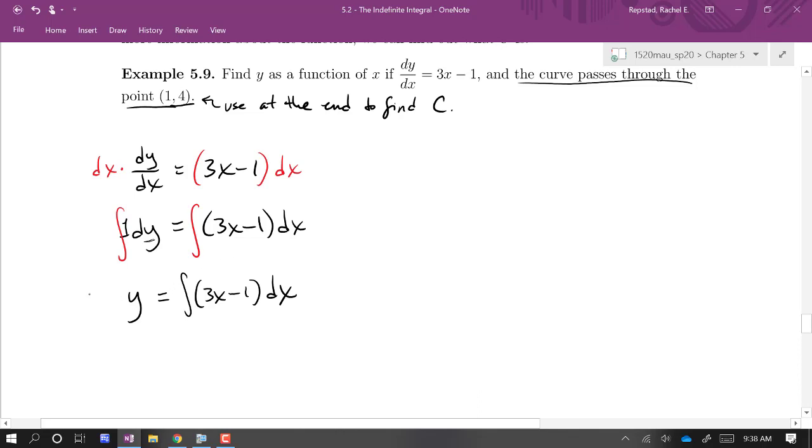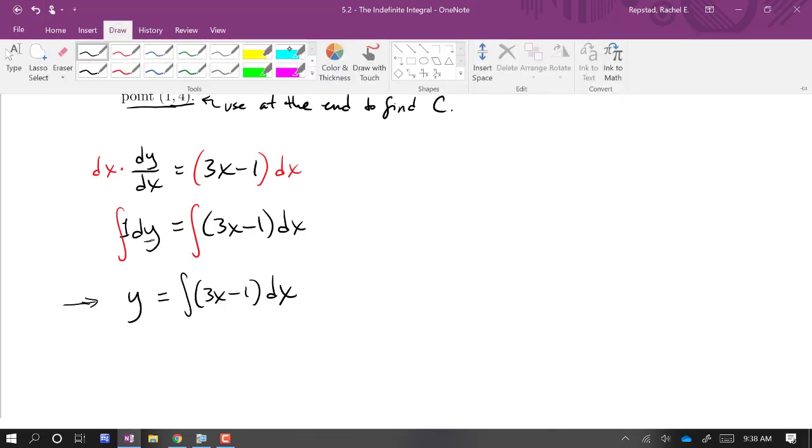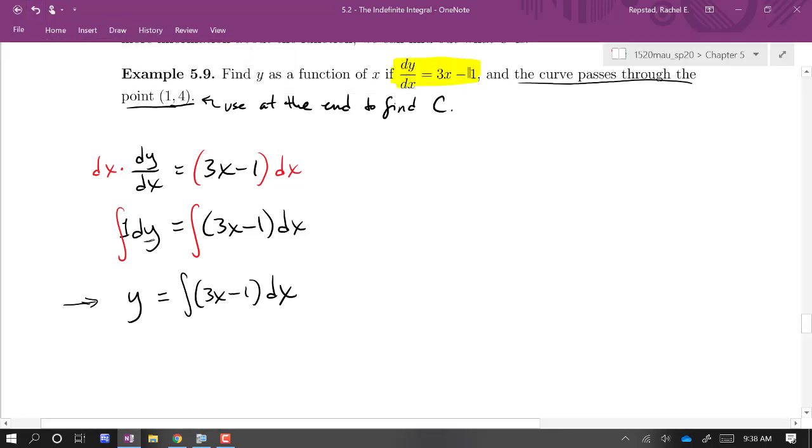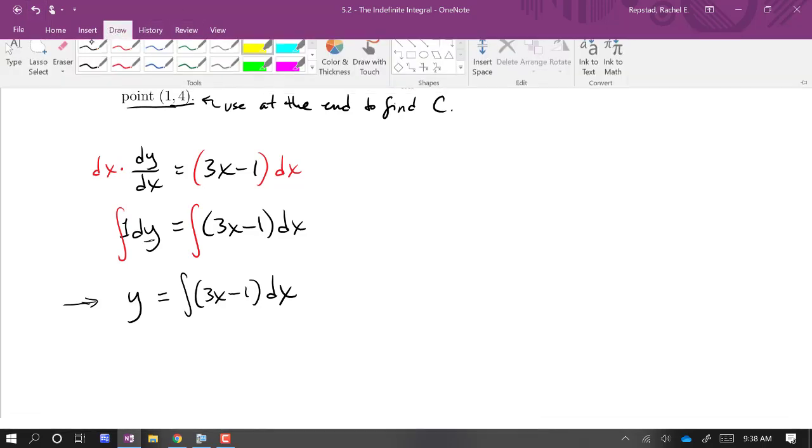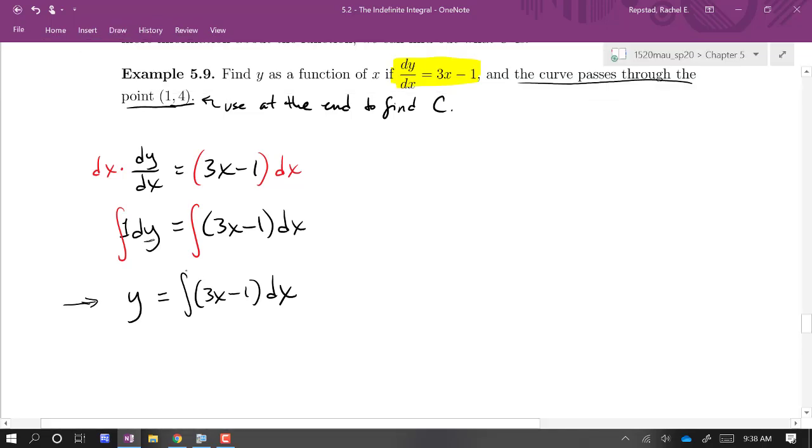Now, this line that we just arrived at here is probably not going to shock many folks. We knew that the derivative, the bit of information they gave us, is that the derivative of the function is 3x minus 1. So if we're looking for the function, we better integrate 3x minus 1. I'm just sort of illustrating how we get to that conclusion.